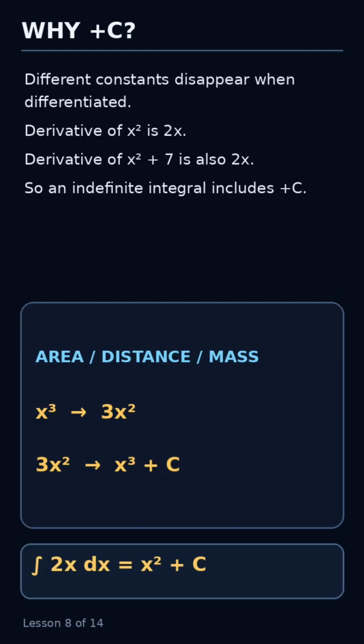So differentiation cannot tell us which constant was originally present. Therefore, when we reverse differentiation, we have to allow for any possible constant. We represent it by the letter c. So the integral of 2x dx equals x squared plus c. This is the reason for plus c. It is not an extra decoration, it is mathematically necessary.